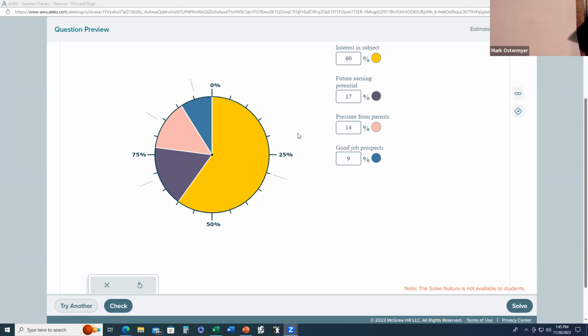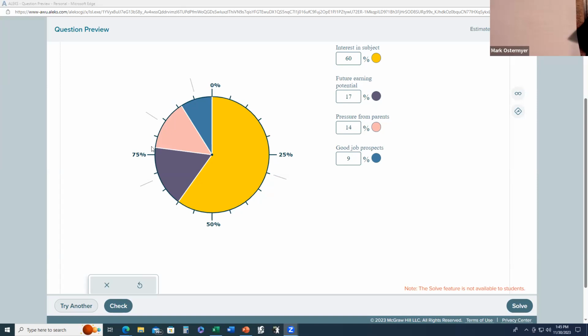So, how would you do this manually? If you had this circle sitting on a piece of paper here, here's what you do. You'd start at 0% and you would rotate to 60%. Okay, so you go all the way down here to 60%. That leaves off the first category. Then you pick up with the future earning potential, and then you rotate 17 percent from there, 5, 10, 15, and about 17 right there.